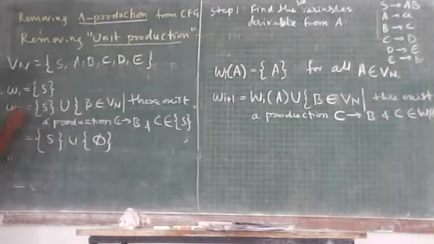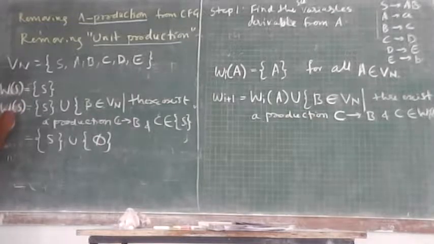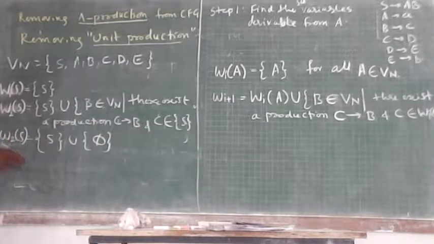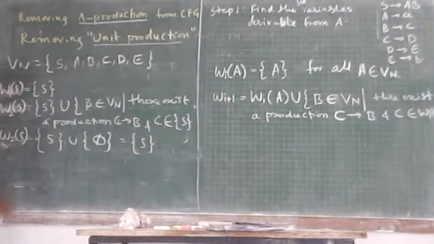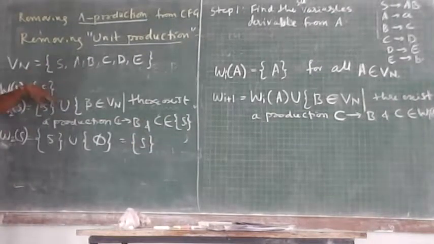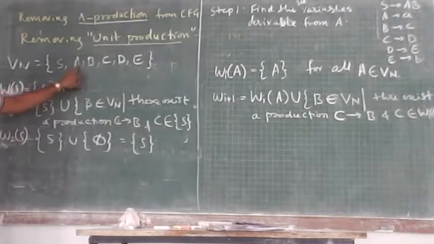So I should not write W2 like this. I should say W1S and W2S. So W2S is like this. Here I got nothing. Then WS is this much. It is equal to what? Only one production.